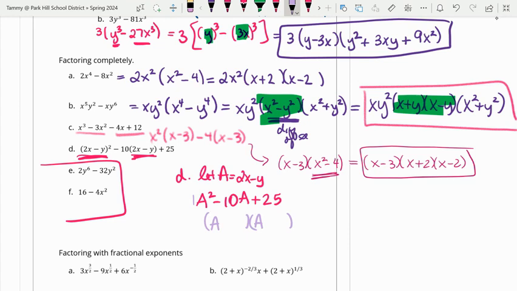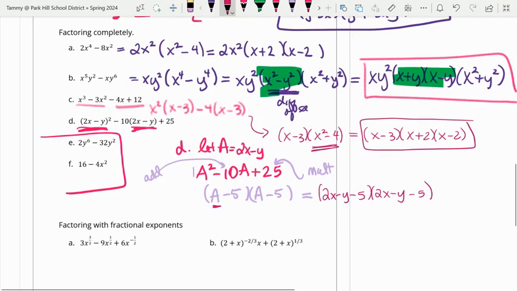So I need two numbers that multiply to 25 and add to negative 10. So minus 5 for that. They multiply to 25, and negative 5 adds to negative 10. But we're not done yet. I need to put the a back in there. So my a is 2x minus y. So this becomes 2x minus y for my a minus 5. And 2x minus y minus 5. Or we could make that nicer. So we could write that as 2x minus y minus 5 quantity squared.